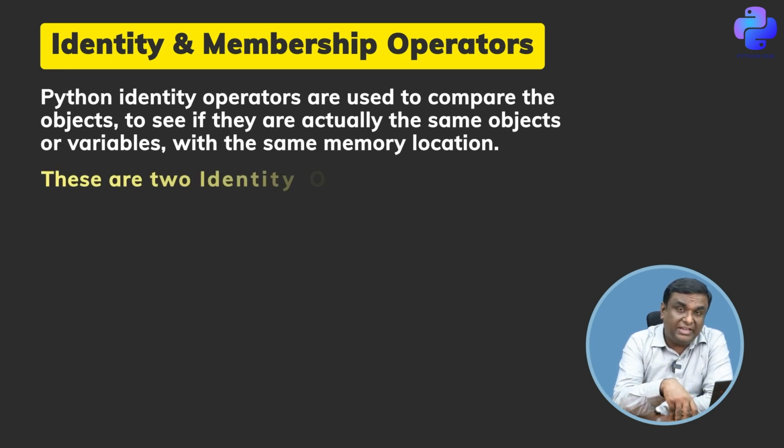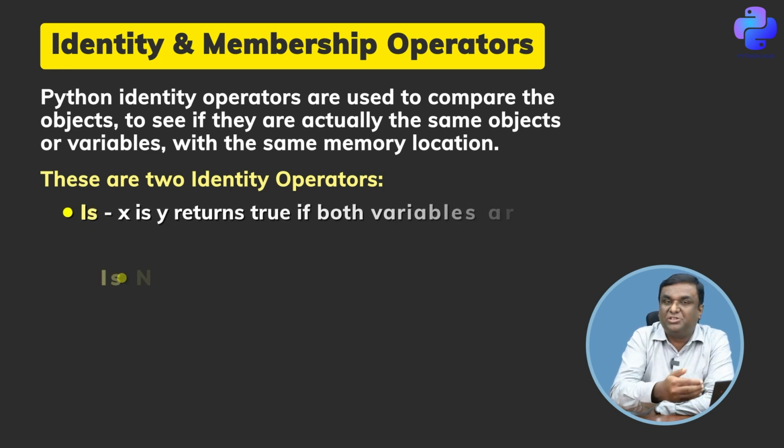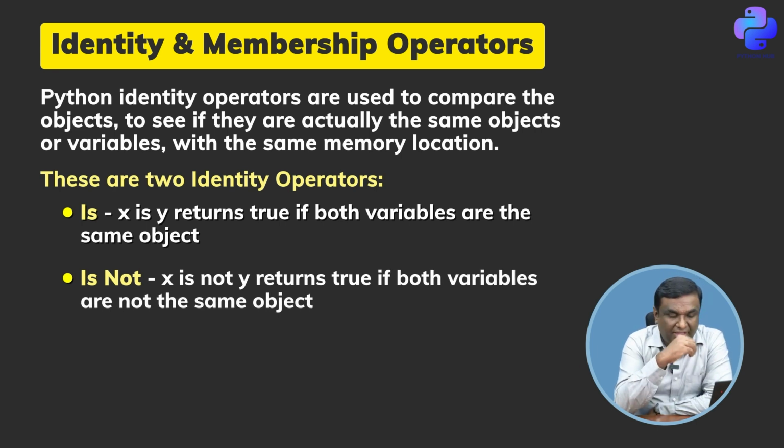So there are two identity operators here. One is is, the other one is is not. When we say X is Y, it returns true if both variables are the same object. If I say X is not Y, it is going to return true if both variables are not the same object. So in a way, this helps me assess and understand how the identities of the objects are stored.